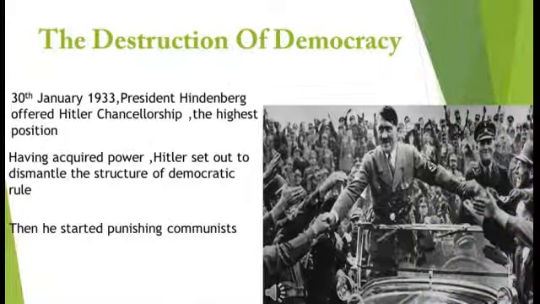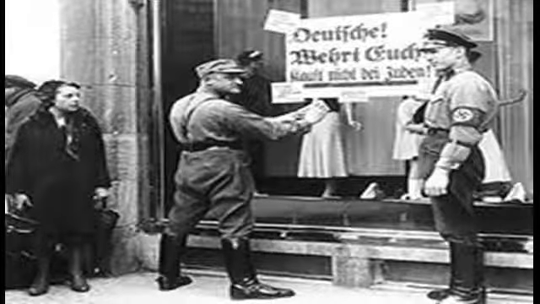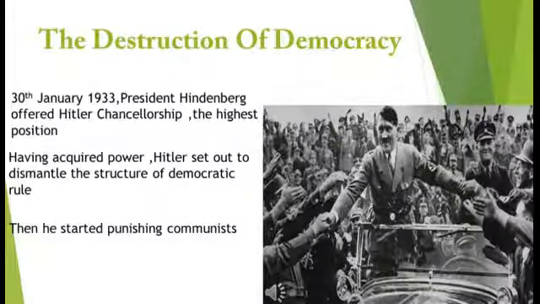On 30th January 1933, President Hindenburg offered the chancellorship, the highest position in the cabinet of ministers, to Hitler. By now, the Nazis had managed to rally the conservatives to their cause. Having acquired power, Hitler set out to dismantle the structure of democratic rule, and for that he started punishing communists, most of whom were hurriedly packed off to the newly established concentration camps. The repression of the communists was severe.